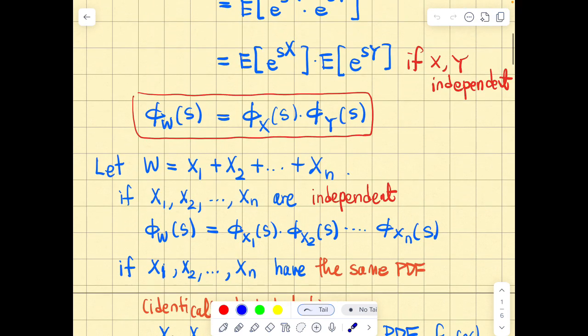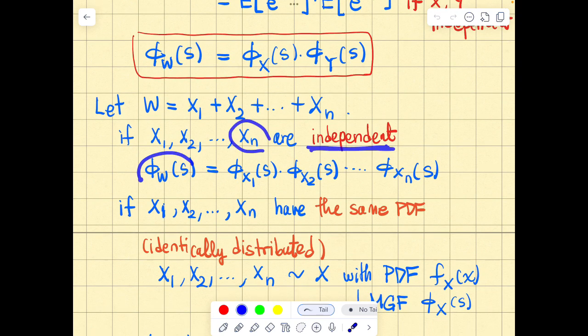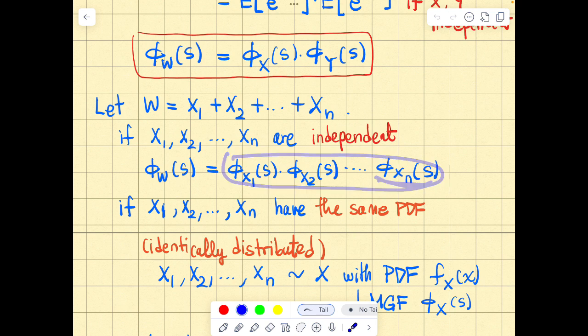Let's go back. What if the random variable w is the sum of more than two random variables, for example x1, x2, up to xn? So we have n random variables. If all of these x1, x2 to xn are independent of one another, then we can conclude that the MGF of W is equal to the product of the moment generating functions of each random variable. Finding the product is a lot easier than trying to find the PDF or CDF of W from the joint PDF of x1 to xn.